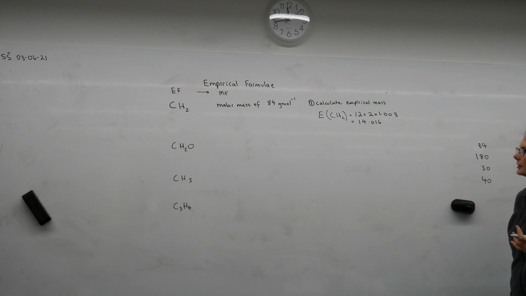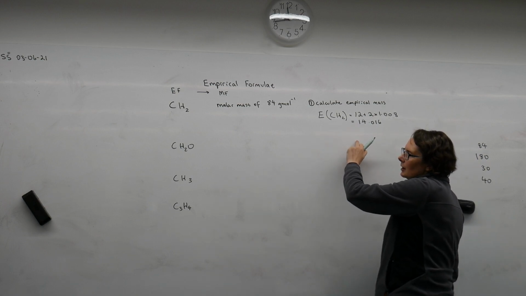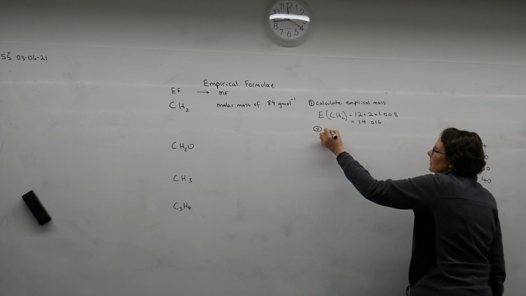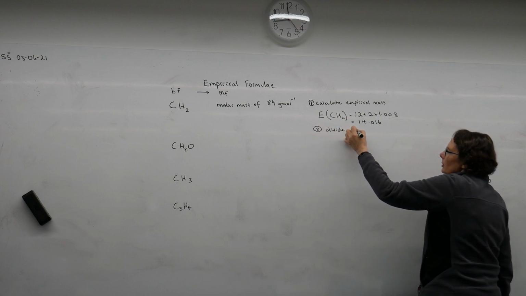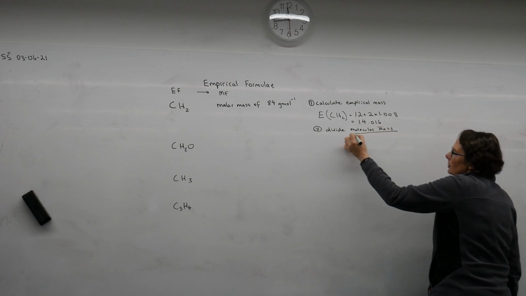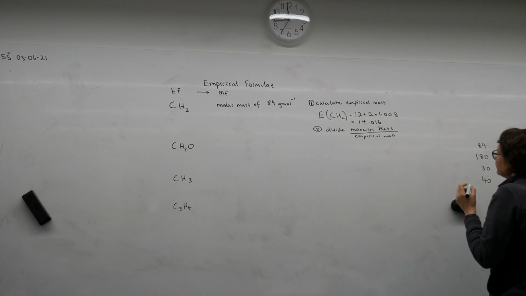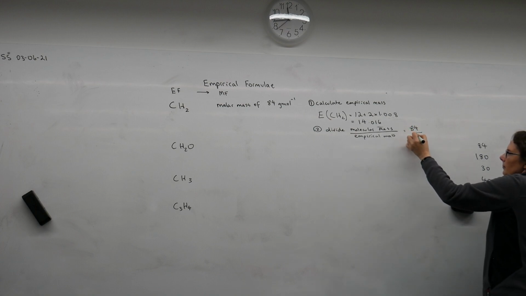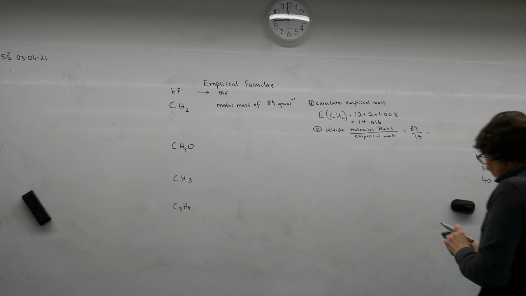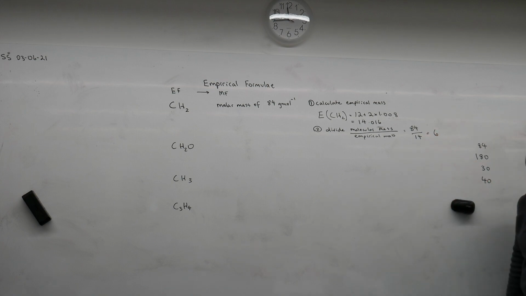And then to work out what factor we need to use to multiply this in order to find out the molecular formula, we divide the molecular mass by the empirical mass. So when I divide 84 by 14, I get 6.